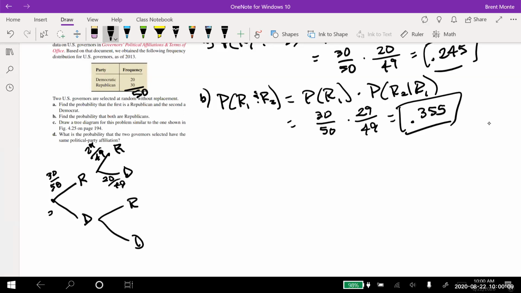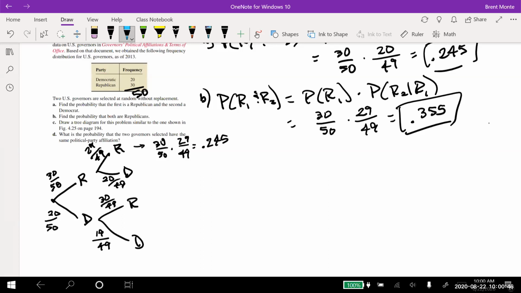If I go to a Democrat first, that's 20 out of 50. If I pick a Republican next, there's still 30 Republicans out of the 49. If I pick a Democrat, now there's only 19 remaining out of the 49. And to find the probability of going Republican, Republican, for instance, I just multiply those together. So this would just be 30 out of 50 times 29 out of 49. That's what we did in that problem before. That was my 0.245, but I can find all the probabilities the same way.